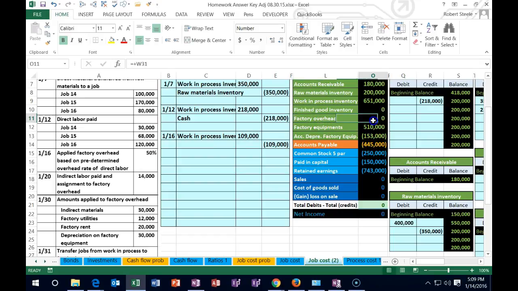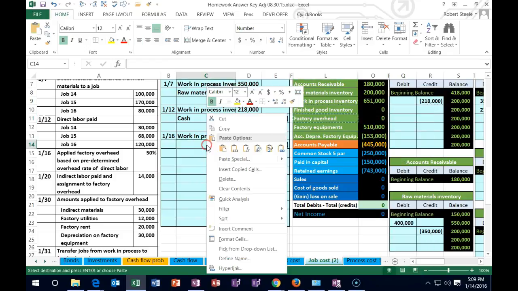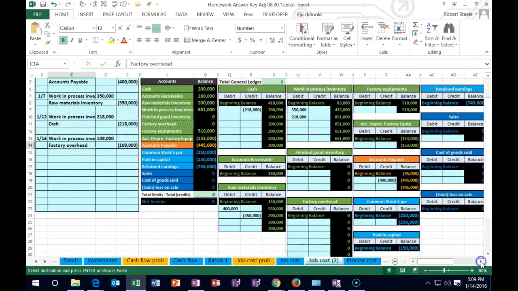Now notice there's nothing in overhead yet, and that's okay. We're going to allocate it to overhead as we incur the costs, and then we're going to apply them to the jobs based on a predetermined estimate and rate. Okay, so we're going to credit overhead. I'm going to copy overhead, and we are going to paste it 1, 2, 3 right here. All right, so we're going to make this smaller, back down to 80%, scroll over here a bit.